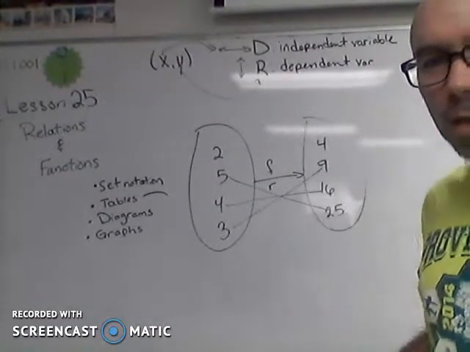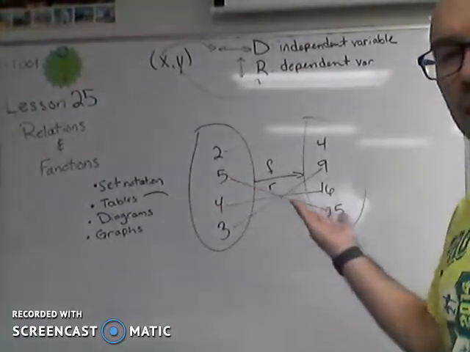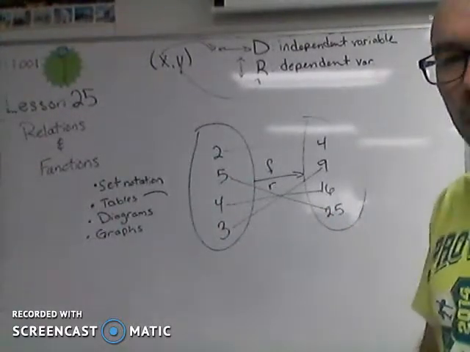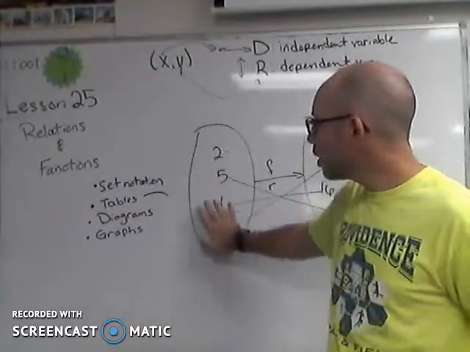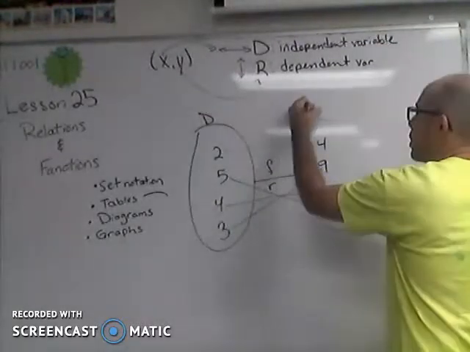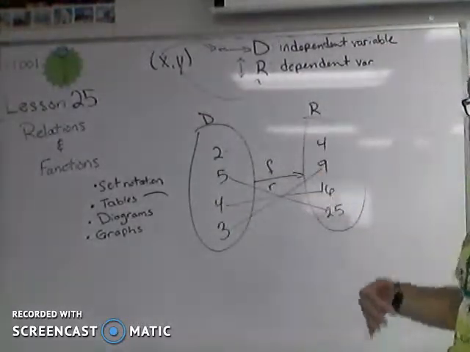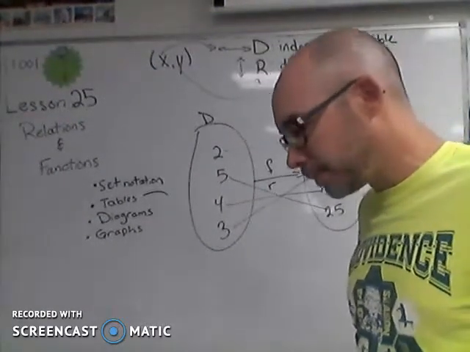And again, they could be in order. They don't have to be, as long as we're showing, in this case being a function, a one-to-one correspondence between this set, which is the domain, and this set, which is the range. So we're doing the exact same thing, we're just representing it in a different way.